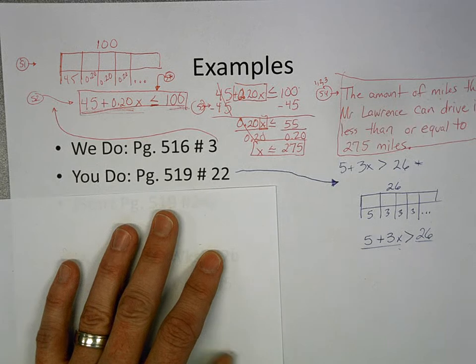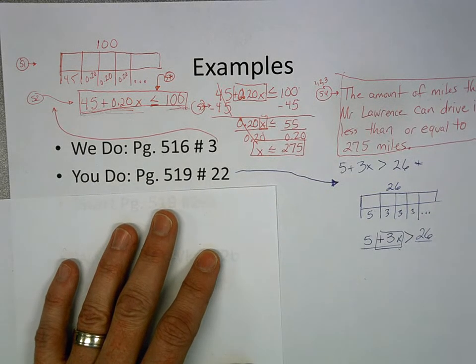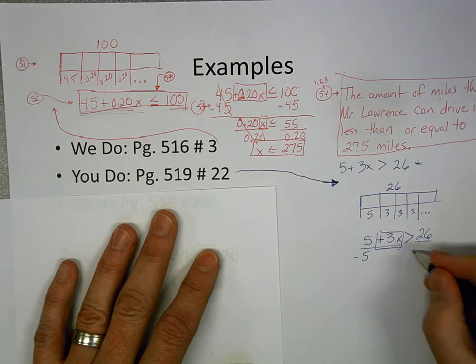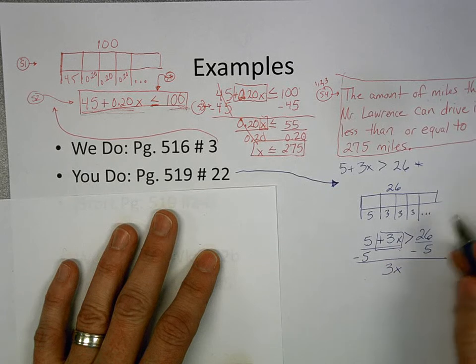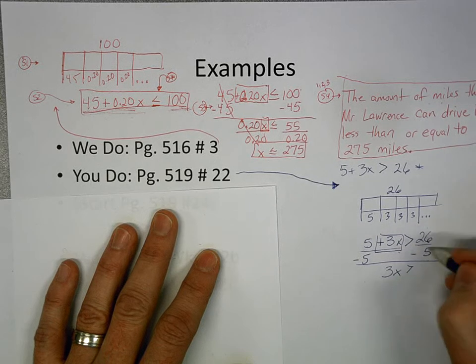Now at this point, it's like a two-step equation. I box in our variable term. 5 is positive, so I'm going to subtract 5 from both sides. We get the positive 3x. And I'm only subtracting here, so the sign stays the same. 26 minus 5 is 21.